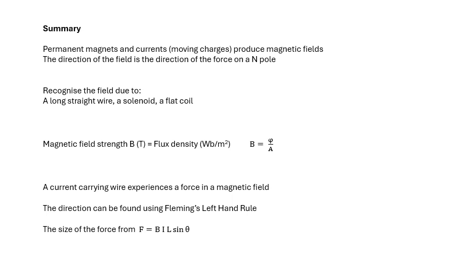A current carrying wire experiences a force in a magnetic field. The direction can be found using Fleming's left-hand rule. Remember, FBI. And then the size of the force is from F equals BIL sine theta. F is BIL. Yes, F is BIL sine theta.